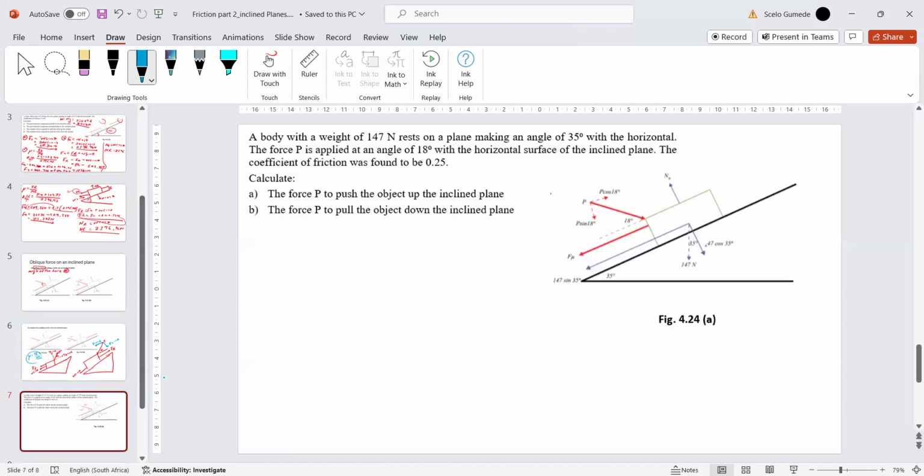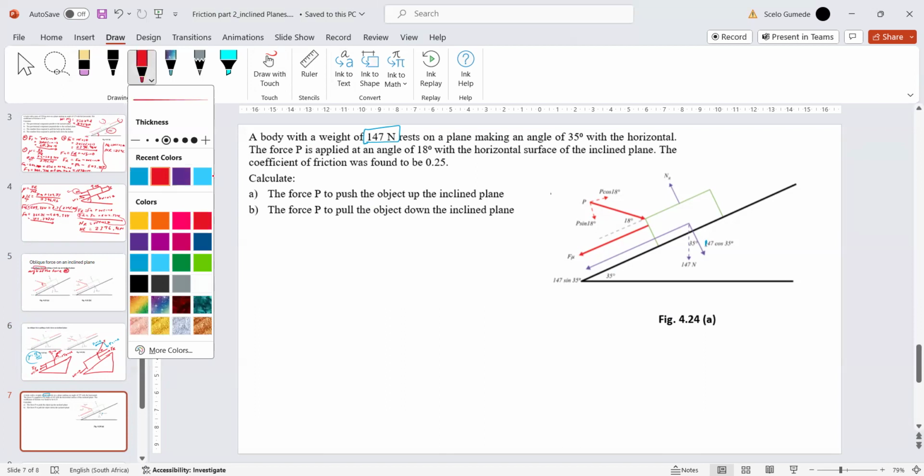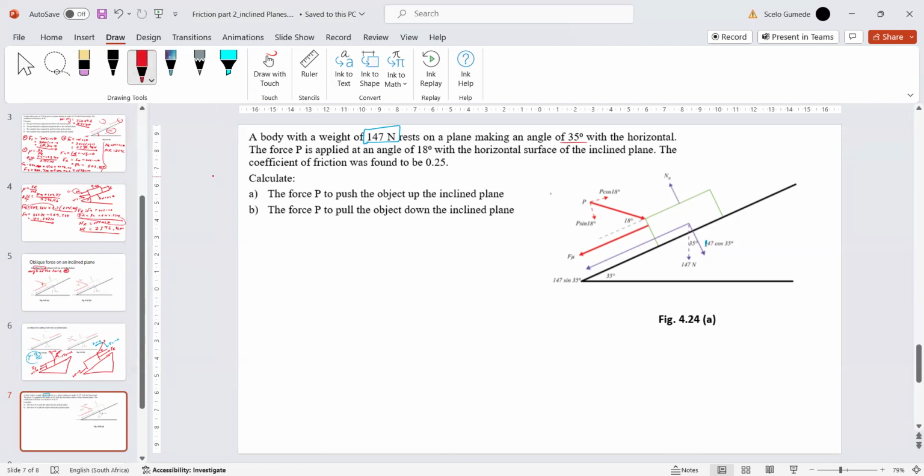Let's look at the question. Here's the question. It says a body with a weight of, so here already the weight is given, so we don't have to multiply by 9.8. That's where 147 is. Let's go back to our red. The body is on an incline making an angle of 35 with the horizontal. And the force P is making an angle of 18 with the horizontal surface. This is very, very important: force P with the angle of 18, so that we don't mix these two.